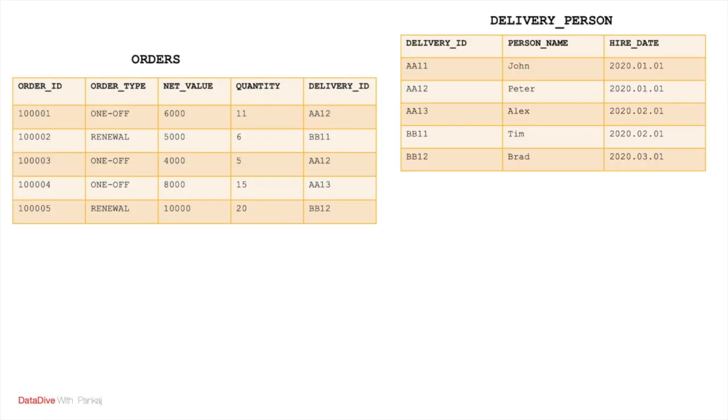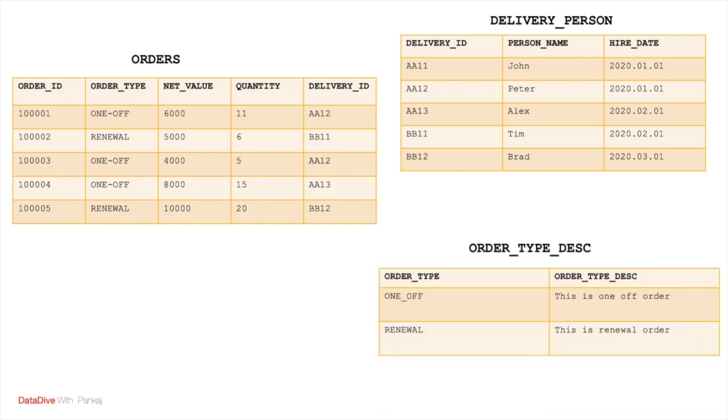So till now we saw the orders and delivery person data sets. I'm introducing one more data set here, that is order type description. If you see in the orders table, we have order type as one of renewal. I have another data set that is order type description, which has two fields, order type and order type description. If it is a one of order, renewal, this is a renewal order, just some description for it. But the difference here is, this order type description is a file. Delivery person was a table, but this order type description is a file.